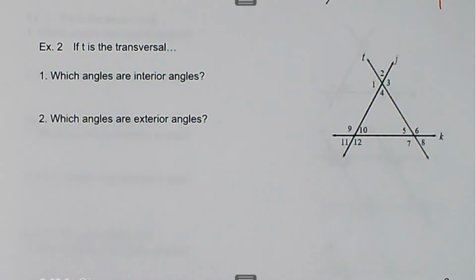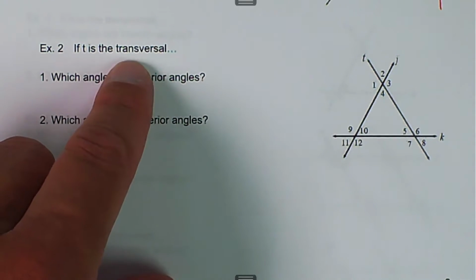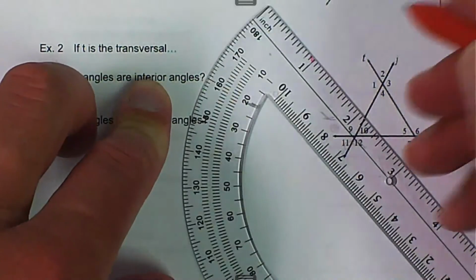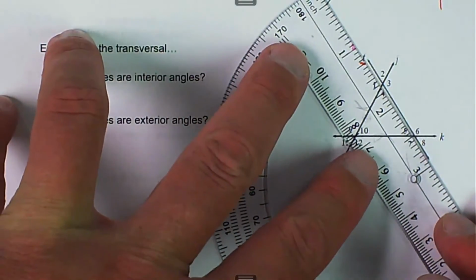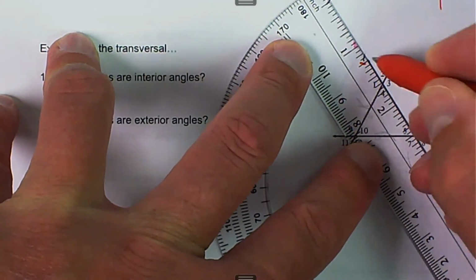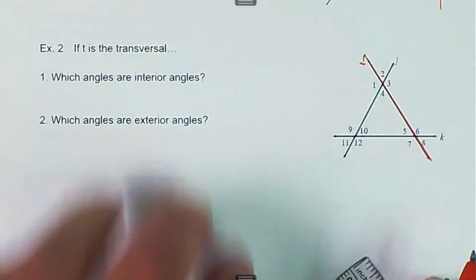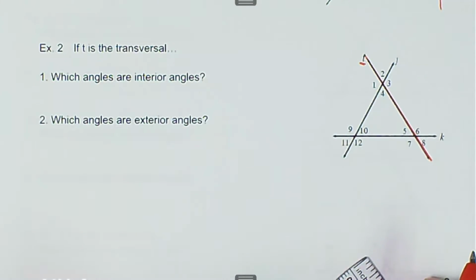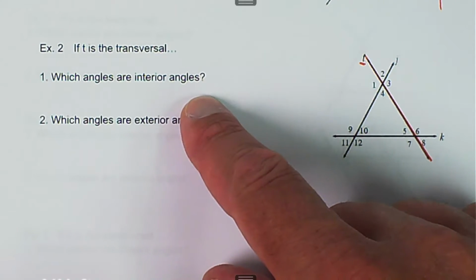We are talking about transversals and interior and exterior angles. In example 2 here, it says if T is the transversal. So the first thing is we want to mark which line is a transversal, and there's T. I'll just try to highlight that line so we can see it a little better. So there's line T, and it says first, which angles are interior angles.